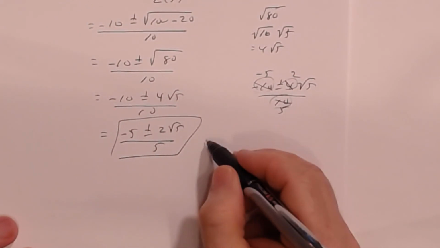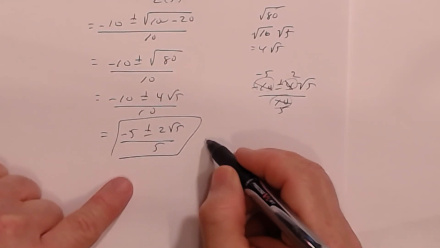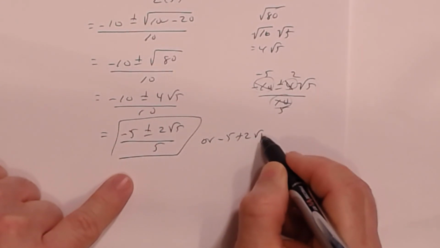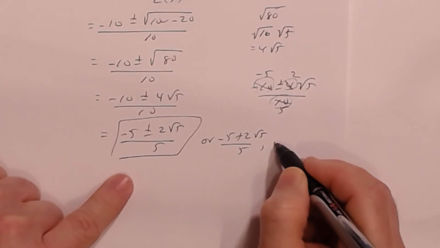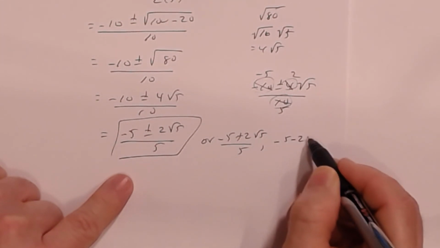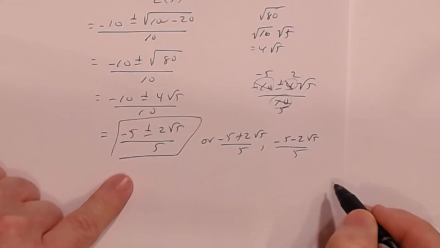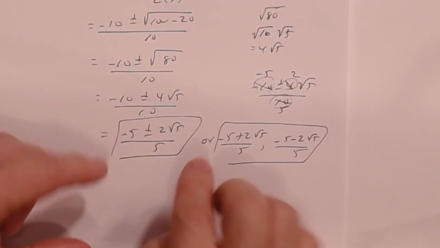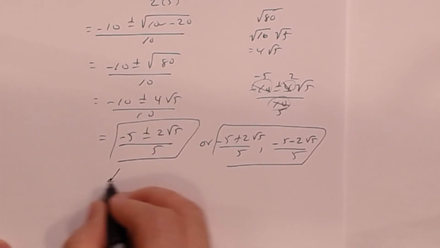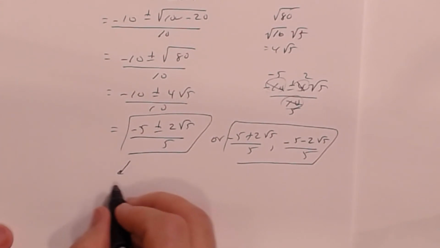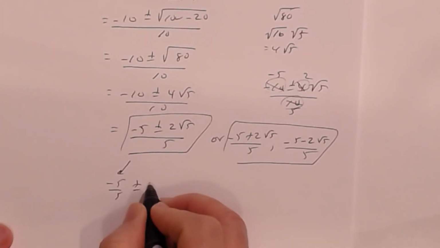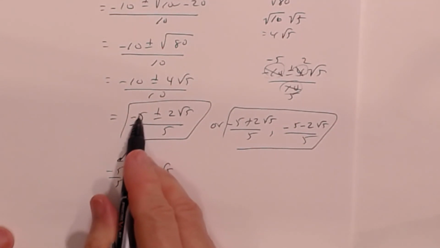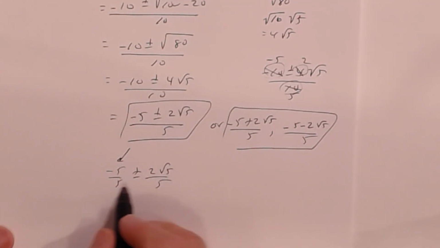And if you want to write it as two separate solutions, you can. You would say negative 5 plus 2 square root of 5 divided by 5, and then negative 5 minus 2 square root of 5 divided by 5. You can also write this as two separate fractions. So watch. This becomes negative 5 divided by 5, plus or minus 2 square root of 5 divided by 5. So first term divided by the denominator, second term divided by the denominator.